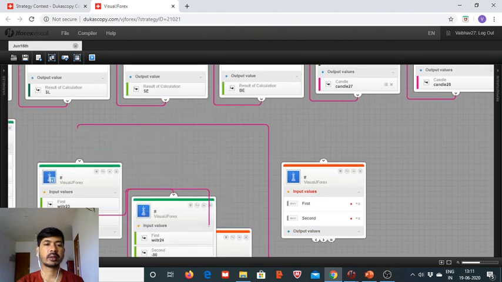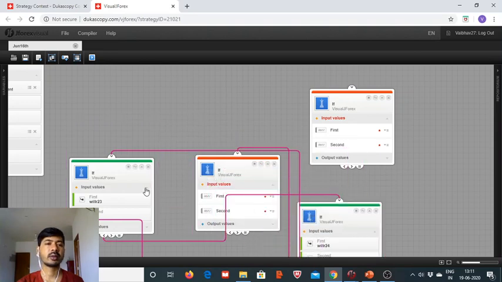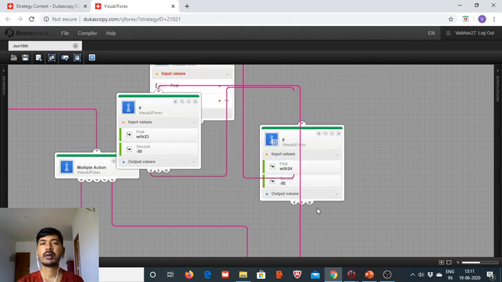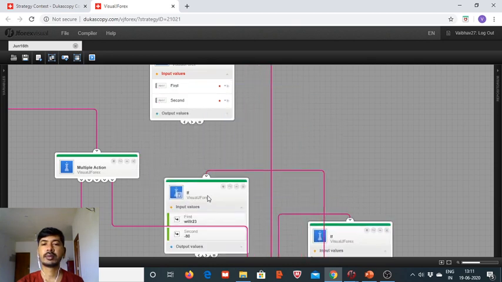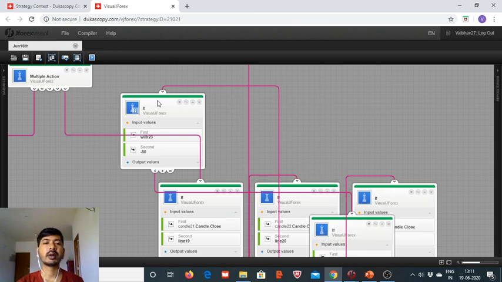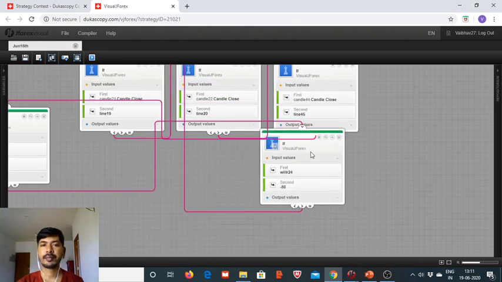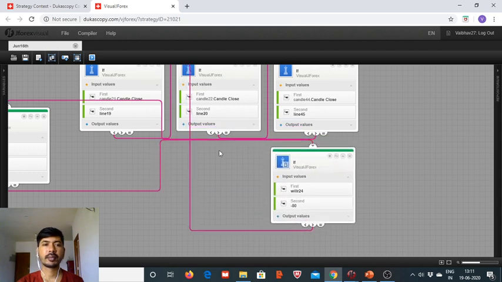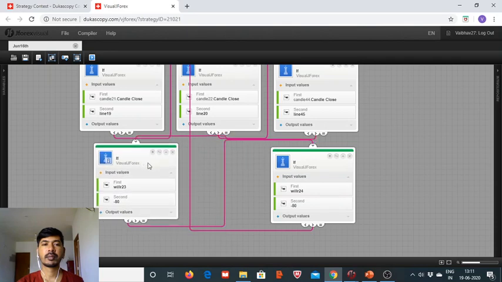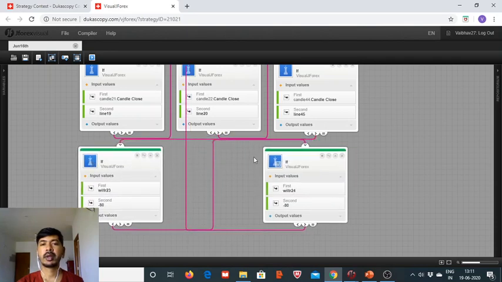and then these WillR conditions which help us determine the magnitude of the underlying instrument's momentum. So here it is.